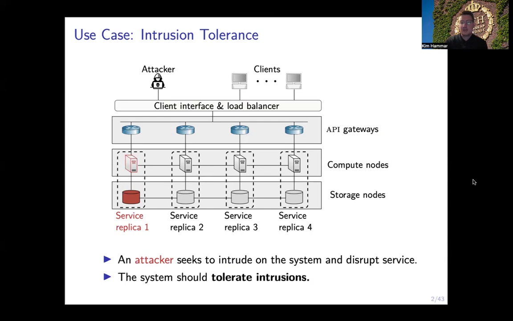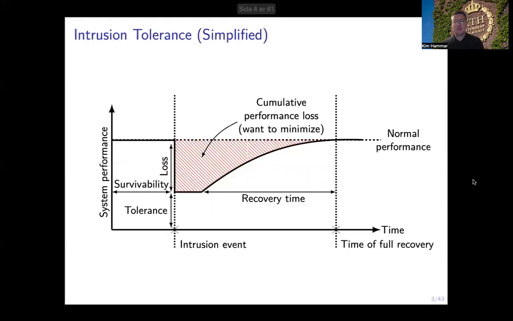This problem can be understood on a high level through the following picture, where on the x-axis you have time and on the y-axis you have the system performance. At some unknown point in time, indicated by the dotted line, an intrusion event may occur. And when this happens, we want the system to maintain some acceptable level of performance and to recover to normal performance as quickly as possible.